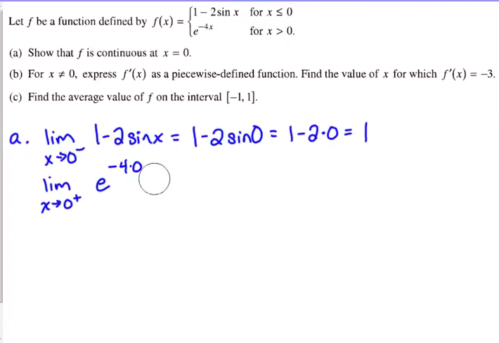Whoops, sorry, I need my function notation right here. Then I can plug it in. The right side is the exponential function, so then we can plug it in. E to the 0 is, of course, 1, so that's good.